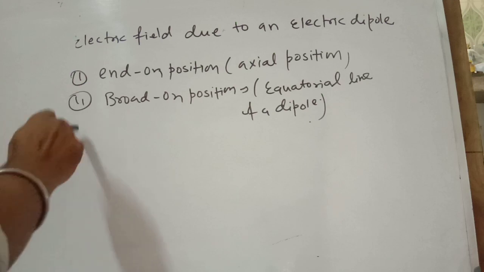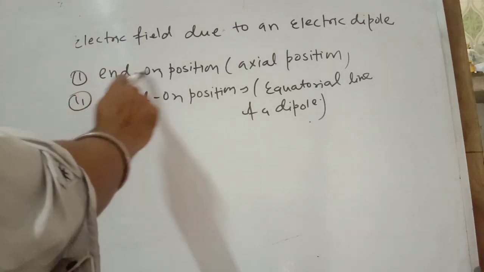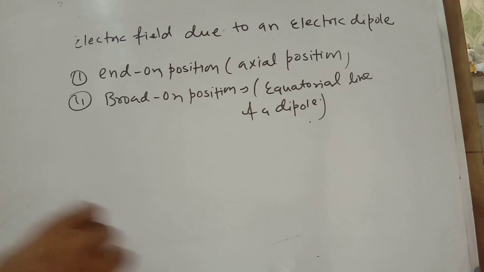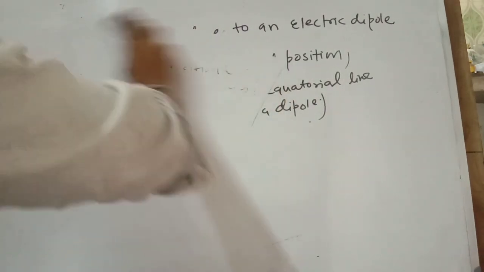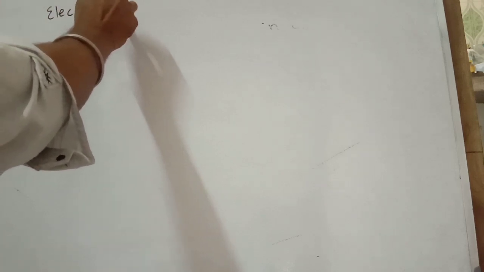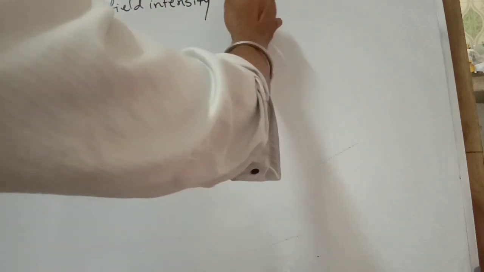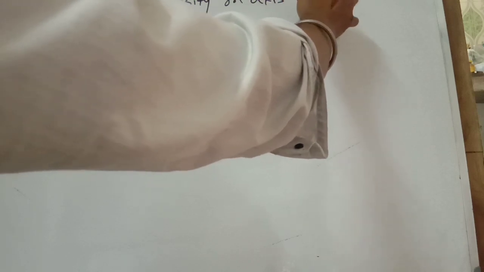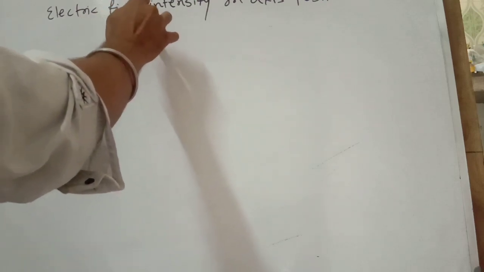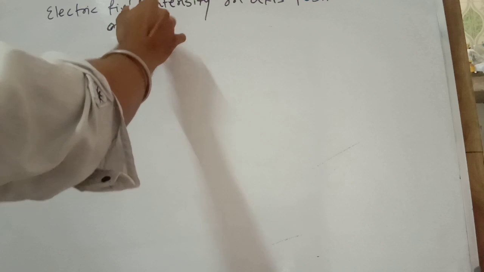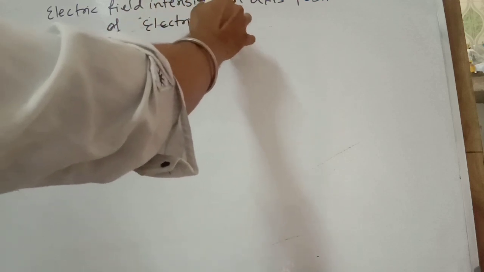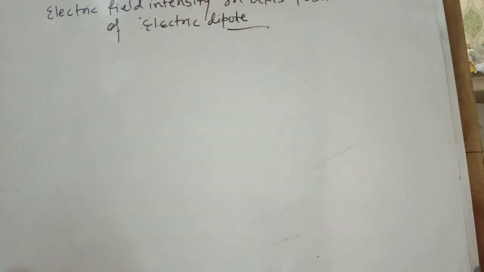Okay, so first I am going to discuss electric field intensity on the end on position or axial position due to an electric dipole. So here we are writing: electric field intensity on the axial position of an electric dipole.